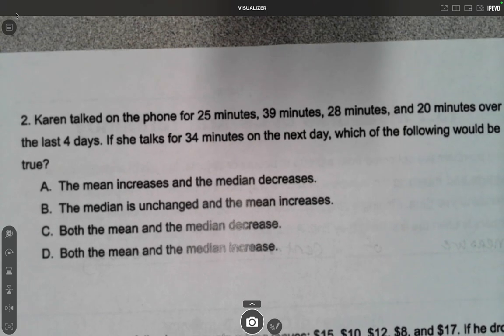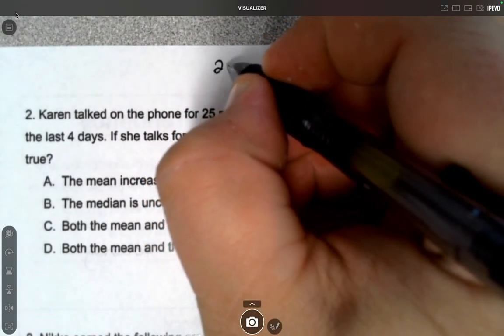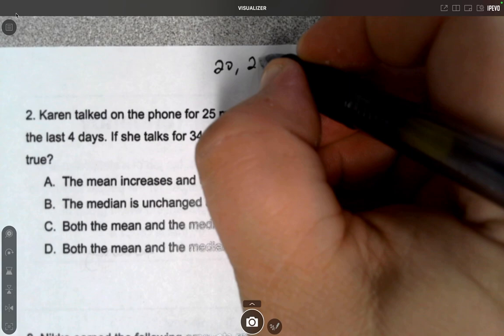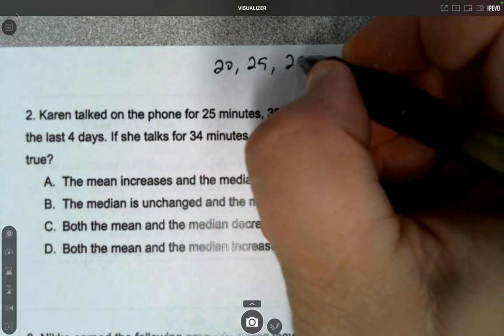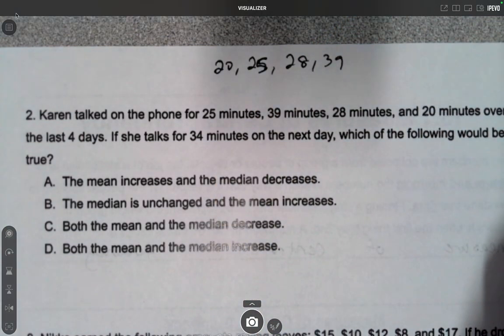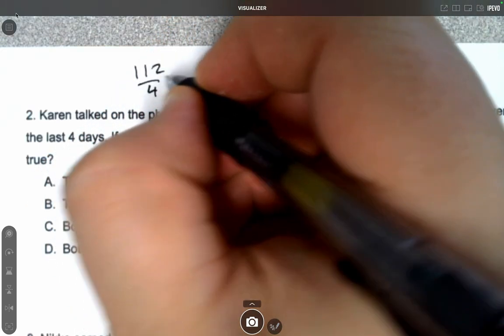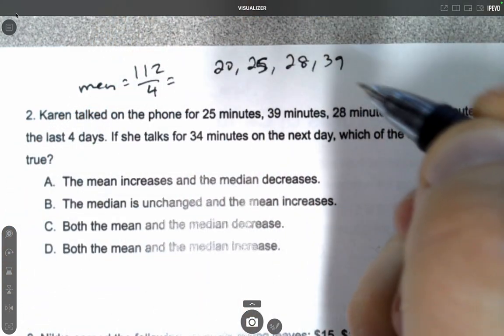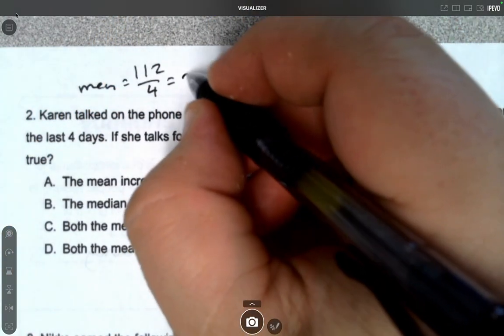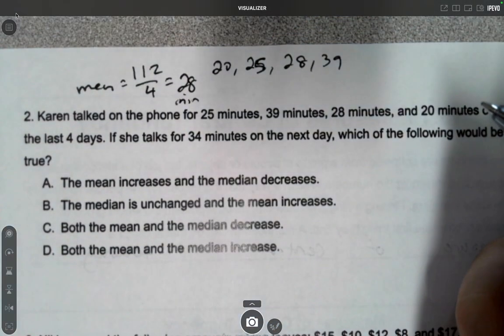So first of all, she has these 4 values, 25, 39, 28, and 20. I'm going to put them in order so that'll help us find the median. So the mean, if you add all those together and divide by 4, adding them together gives you 112. Divide by 4, we get 28 minutes. So her mean was 28 minutes for the first 4 times.